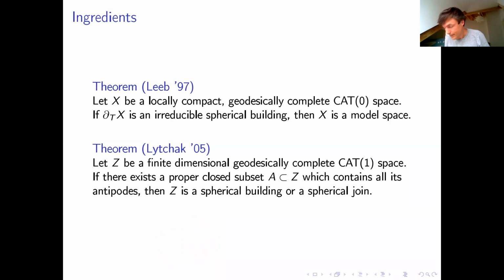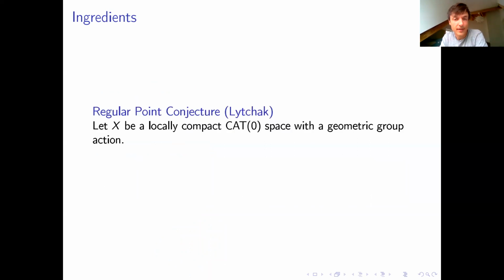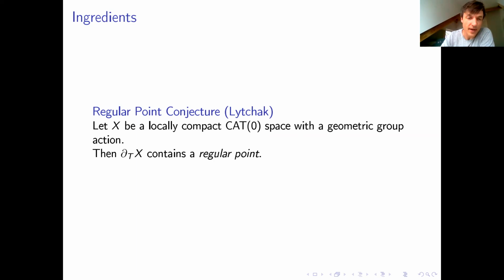And Alexander probably knew that's the way to do it because he conjectured it. I mean, it's not in writing, but he claims that he talked to a lot of people around 2005, 2006 and tried to get them interested in this conjecture. So it says the following: if a locally compact CAT(0) space has a geometric group action, then the Tits boundary cannot be completely terrible.